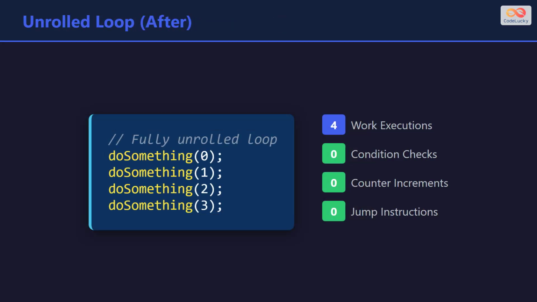Now, here is the unrolled version. We have manually written out the function call 4 times. Notice what is missing. There are no condition checks, there are no increments, there are no jumps. The processor just executes 4 straight instructions. This is the essence of loop unrolling.